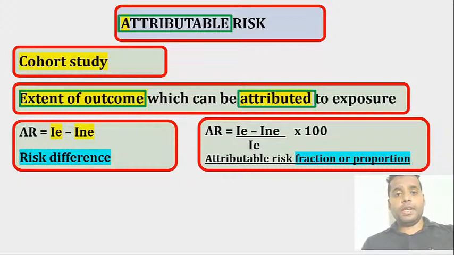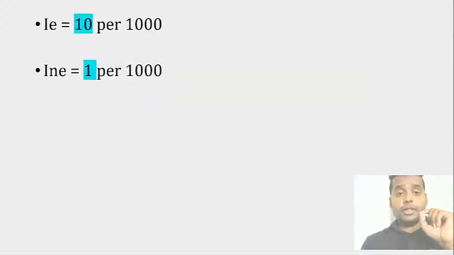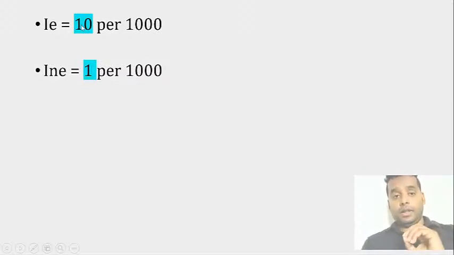The importance of this indicator looks the same in this side also, the other side also. But when I calculate, you'll understand the exact importance of attributable risk. For example, see the values given for you. Incidence in exposed is 10 per 1000, means for every 1000 smokers, 10 will develop lung cancer. Incidence in non-exposed, for every 1000 non-smokers, 1 will develop lung cancer. Even if you don't smoke, there is some amount of risk, that is very less, that is 1.